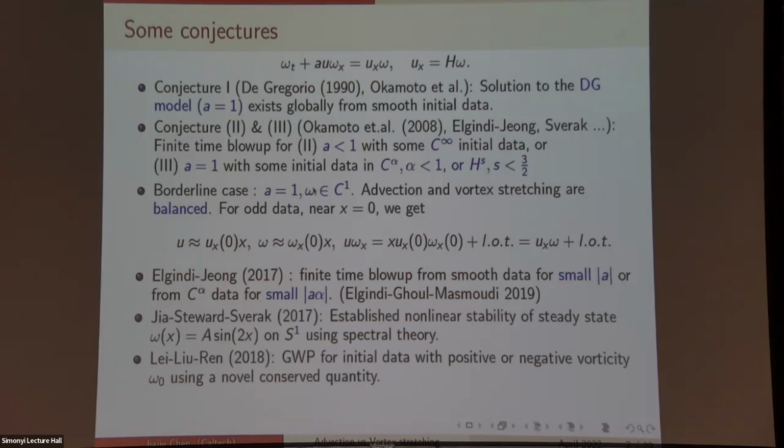The first result toward the global regularity, or the first conjecture, is obtained by Jia, Stewart, and Sverak, where they established the linear stability of this steady state using spectral theory. As a result, this model, the first conjecture, the De Gregorio model, is global for initial data around this steady state. And I first learned this nice problem from Vladimir a few years ago.